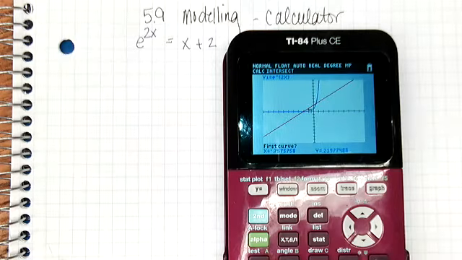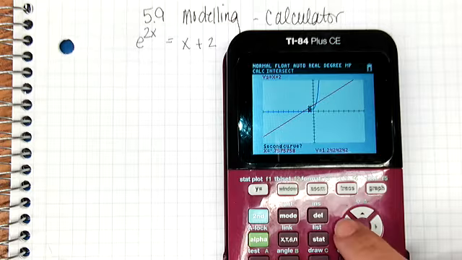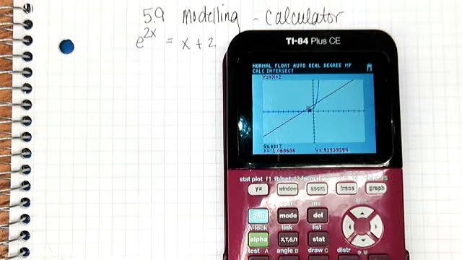First curve, somewhere along the curve, that graph that I want to look at, enter. Then it says second curve, enter. And then it says guess. So for guess, you want to put your cursor as close to that intersection point as you possibly can.